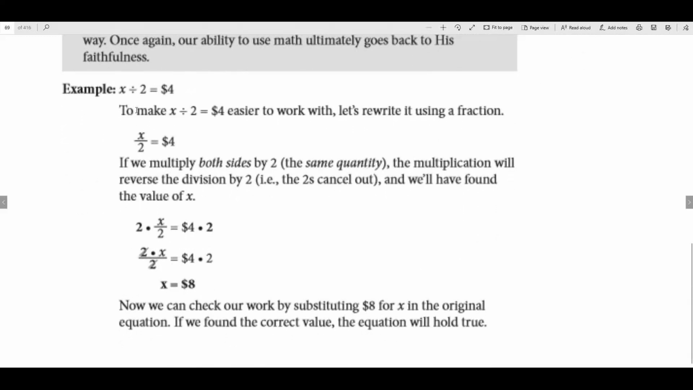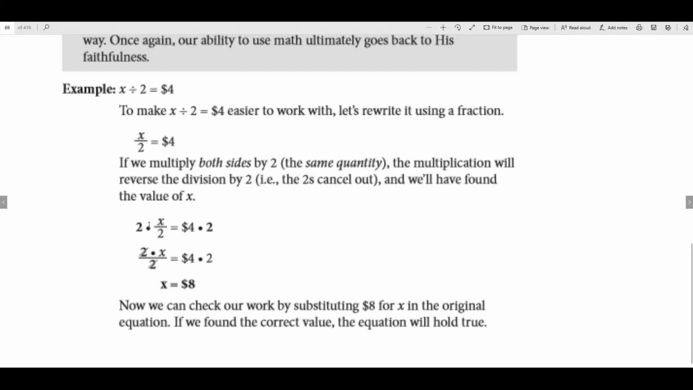Now here's another example. This is x divided by 2 equals 4. To make x divided by 2 equals 4 easier to work with, we're going to rewrite it using this fraction. Now, if you multiply both sides by 2, the same quantity, the multiplication will reverse the division by 2. Okay, the 2's cancel out.